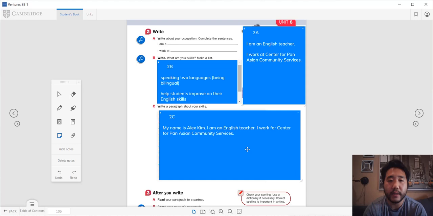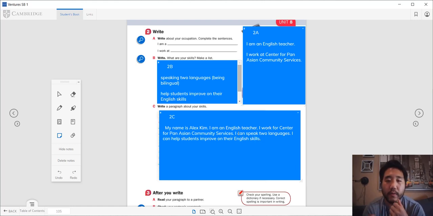And then here I'm going to list the skills. Since this is a paragraph, I need to have an indent. An indent is a space. And since I'm listing my abilities, I need to use the word can. So I can speak 2 languages. I can help students improve their English skills.